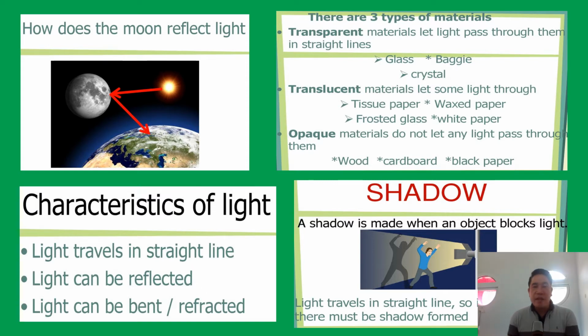So what are the characteristics of light? Number 1, light travels in a straight line. Number 2, light can be reflected, and number 3, light can be bent or can be refracted. Light travels in a straight line, so if it is blocked, a shadow must form. That is how a shadow forms.